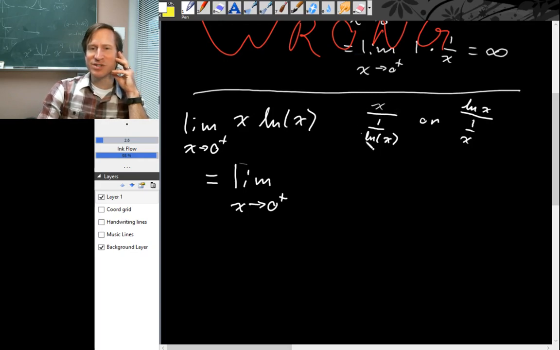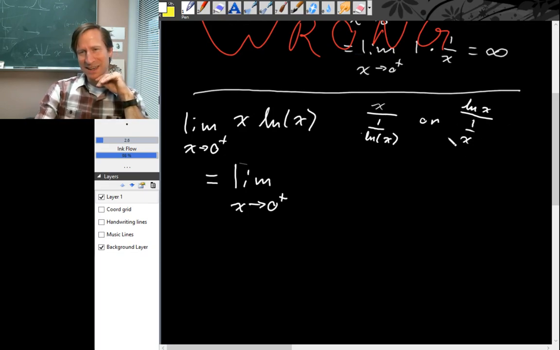You can see in the first case, the indeterminate form that we would get is 0 over 0. And in the second case, the indeterminate form we would get is minus infinity over plus infinity. Both of those are indeterminate forms where L'Hopital's rule is available. But it looks like the second one is going to be easier to differentiate. So just to make it easier on ourselves, let's use the second one.